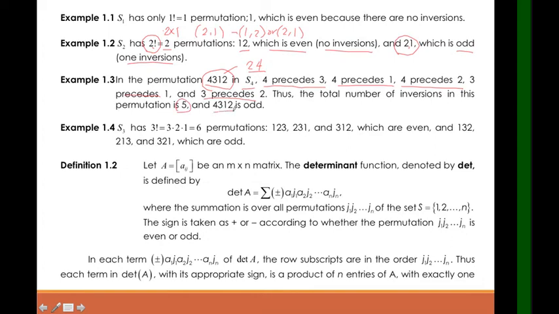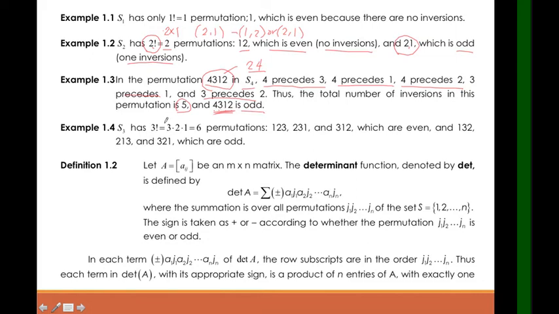Ito yan, okay? 4 proceeds to 3. 4 proceeds to 1. 4 proceeds to 2. 3 proceeds to 1. 3 proceeds to 2. Yan. Hindi na pwedeng 1 proceeds to 2. Hindi siya pwede kasi hindi siya inversion dahil nauna yung small number. Okay? So it has an odd inversion.